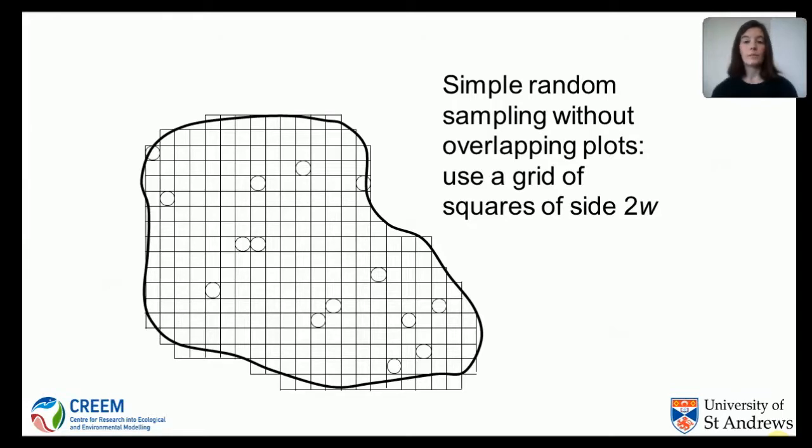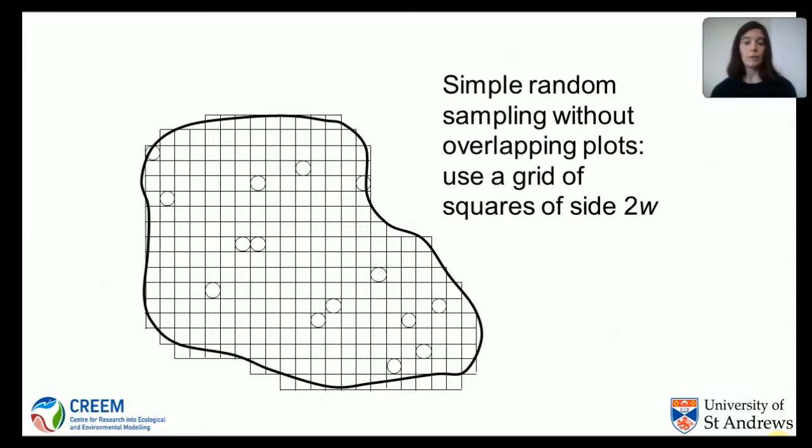We could use squares with side 2w in this case. And then we can take a random sample of those grid cells, and that will tell us where to place points in the study area. Now, the use of the grid means that no 2 points will overlap.